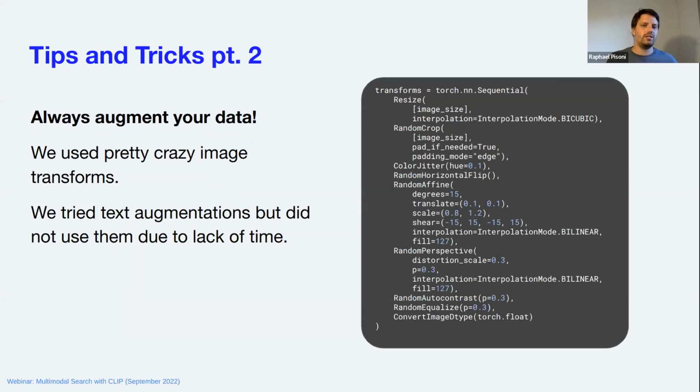The second tip or trick is again something pretty obvious, but it's to always augment your data. As you see on the right side, we had some pretty crazy image augmentation pipeline, and that helped us to learn more from this small amount of data that we had. So that was really useful. We also wanted to add some text augmentations, but mostly due to the lack of time, we didn't manage to do that during the competition. But still, we should have augmented also the text, but yeah, always augment your data. That's really useful.